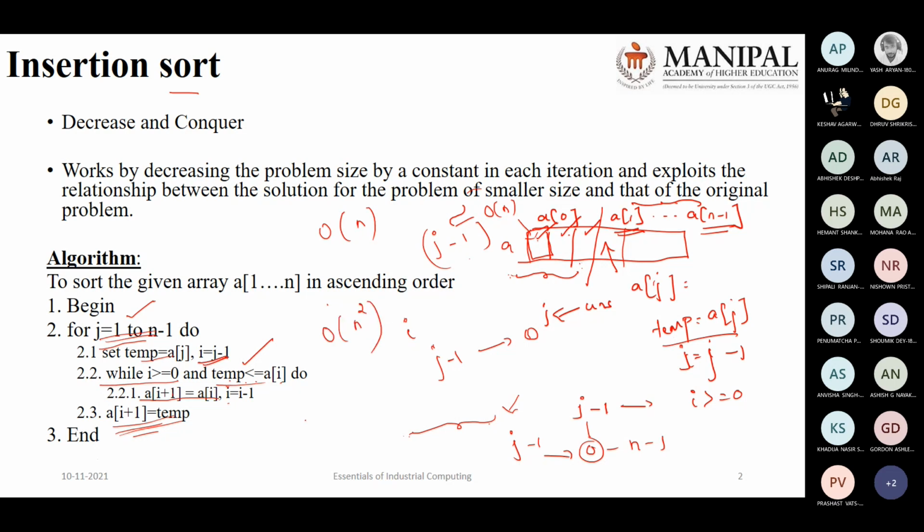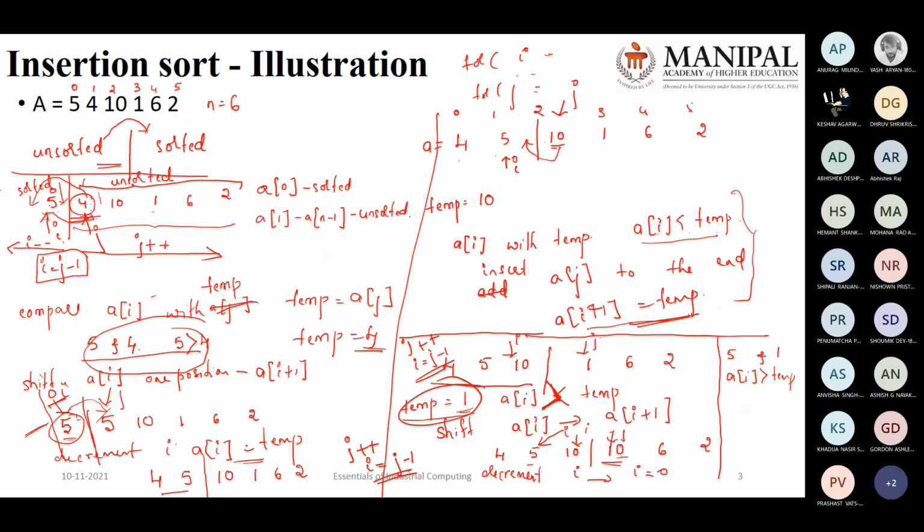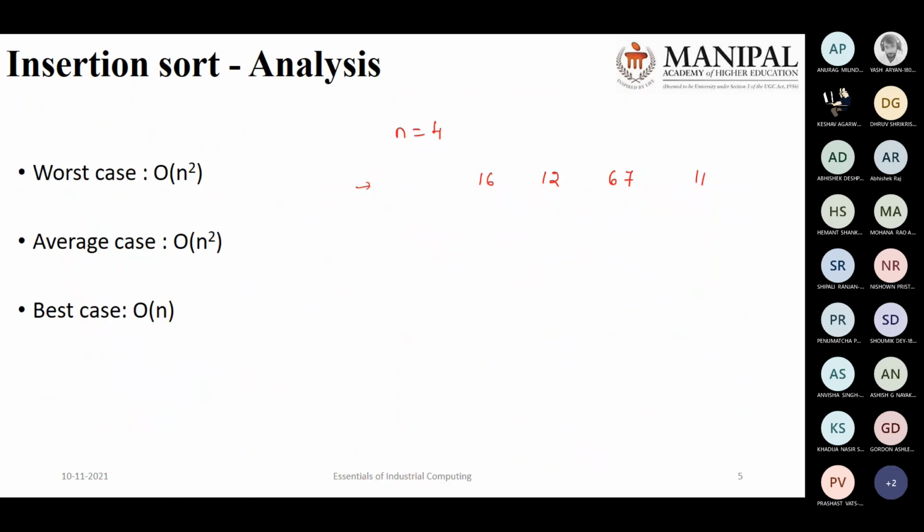So the basic operations here are swapping and comparison. The swapping approximately happens O of n times and comparison also happens approximately O of n times. That is why the worst case time complexity of this insertion sort will be O of n square. The average case and best case are out of the scope of your syllabus, so we are not bothered about them, but you just need to understand how you get the worst case complexity.